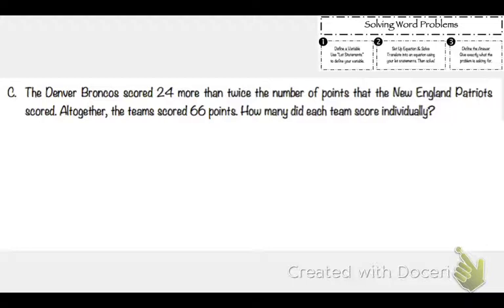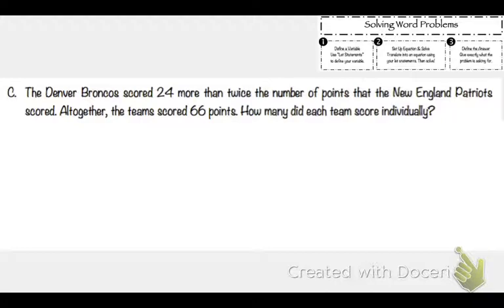Okay. Let's go to example C. The Denver Broncos scored 24 more than twice the number of points than the New England Patriots scored. Altogether, the teams scored 66 points. We need to see how much each team scored individually. The person who wrote this is obviously a Broncos fan. But, okay, let's go through this.